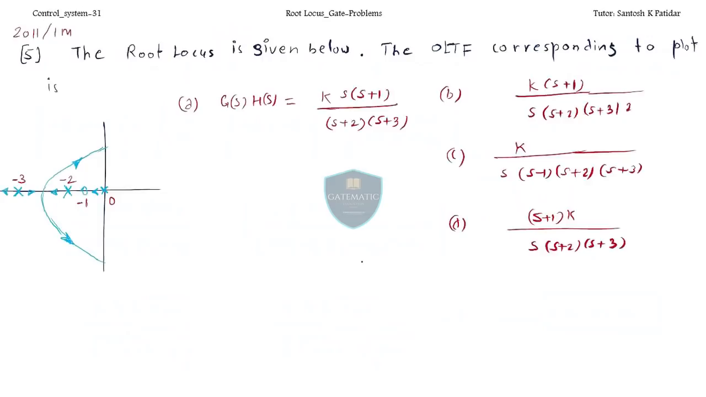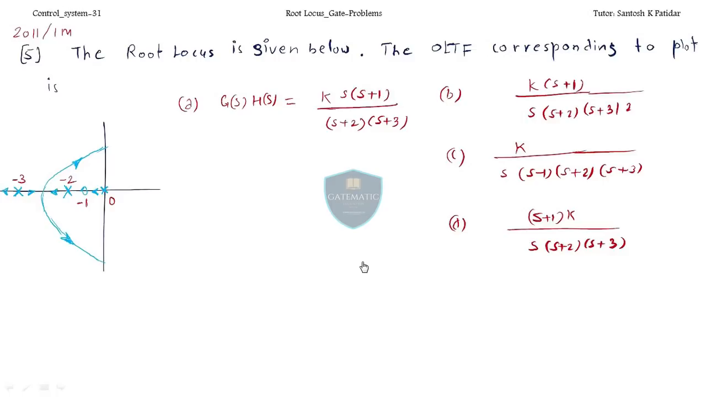Okay, now let's come to the fifth one, and this is the 2011 1 mark problem. The root locus is given below. Here the diagram you can see. The open loop transfer function corresponding to the plot. Now the plot is given. See, the reverse action we have to do, and the plot is very easy. It's not complicated. Okay. Now in this question they're asking the GSHS, means open loop transfer function, of this graph. It will be very easy, but how to check it?